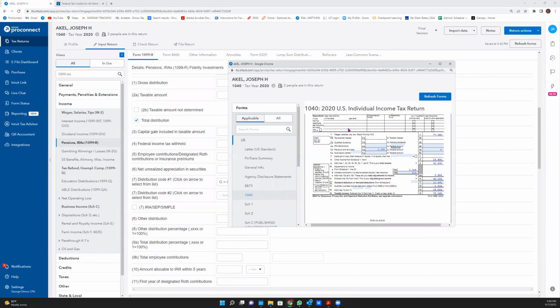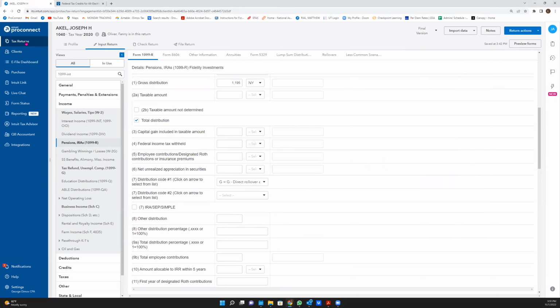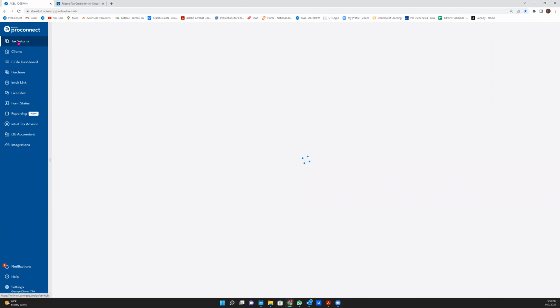Well, then I'm going to use the information from the Dropbox to fill in the information on ProConnect. Yes, exactly. So what I'm going to do is go back to the tax returns.